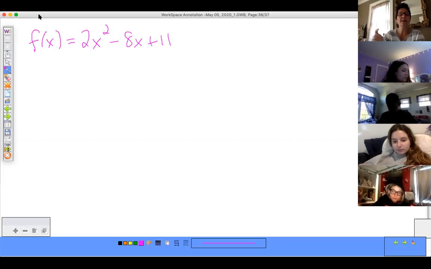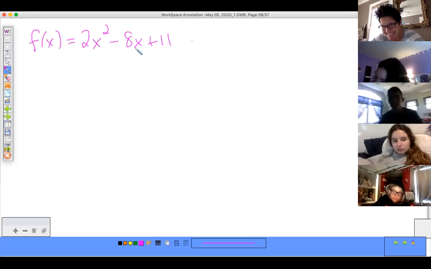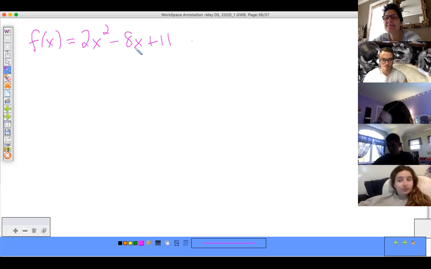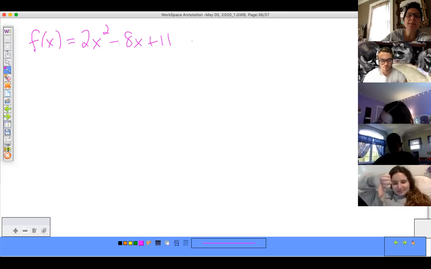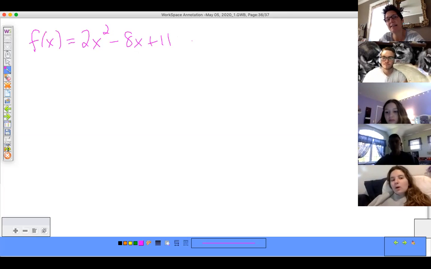So let's say right here, if I'm looking at a function like this, this is a parabola, yay or nay? Yay, it is. Does it have an inverse right now? No, it does not, because it will not pass what test? Vertical line test. Oh, it will pass the vertical line test. That's the test for what?